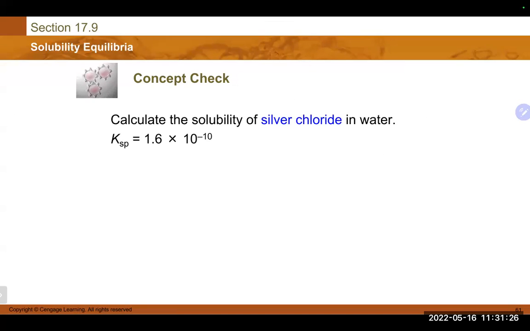So why don't you give this one a try? Calculate the solubility of silver chloride if the Ksp is 1.6 times 10 to the minus 10, silver chloride being this guy. So see what you come up with.